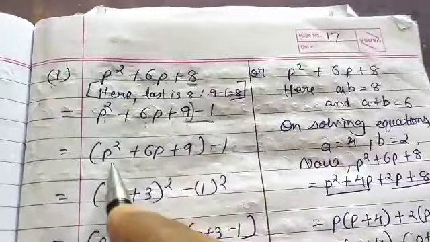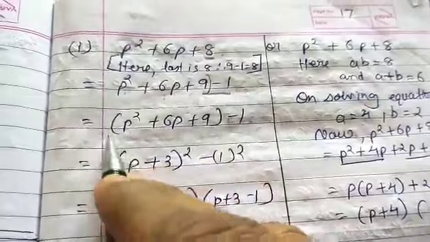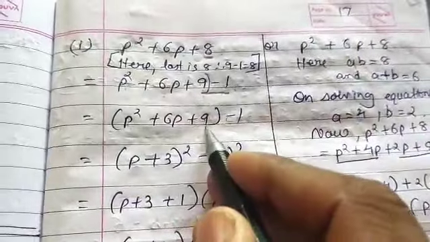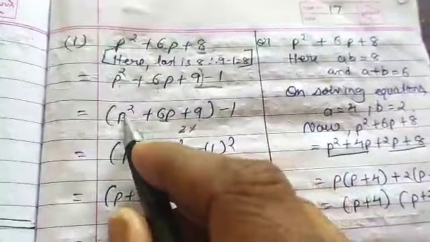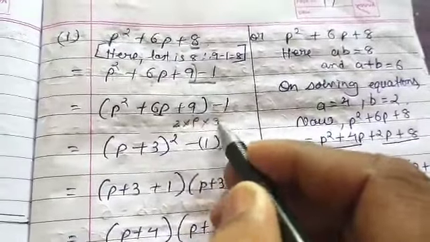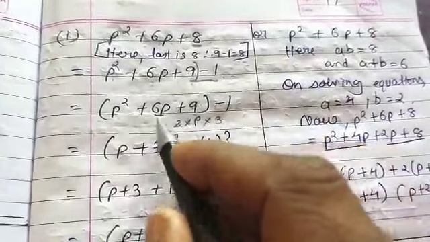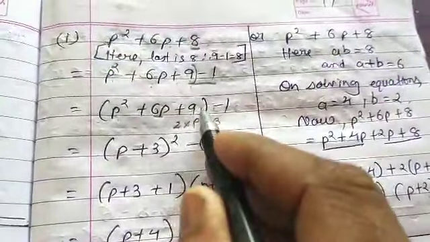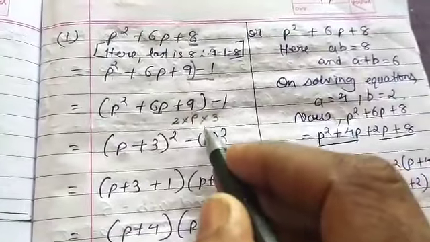Now I got the perfect square, one kind of identity. Now you have to apply it: the first term and the last term are perfect squares. p square is the square of p and 9 is the square of 3, and then check the middle term, that is 2 into root of first term into root of last term. Root of first term is p and root of last term is 3, and 2 times 3 is 6, into p gives 6p. So once you get this identity, its value is equal to first term plus last term the whole square, that is p plus 3 the whole square. Write down the 1 as it is. You can make a square of 1.